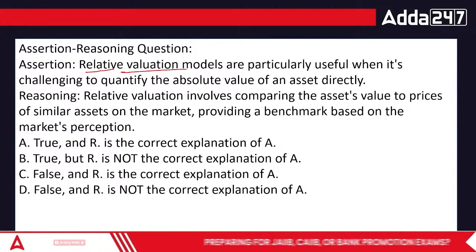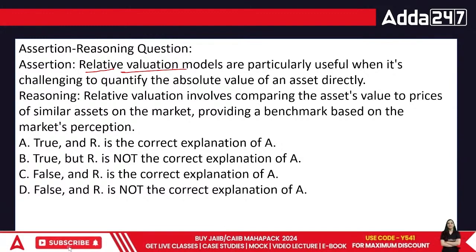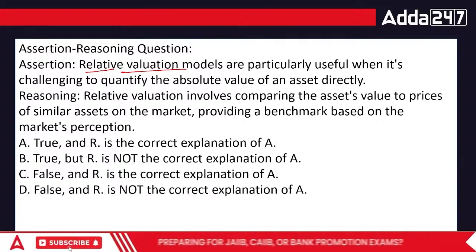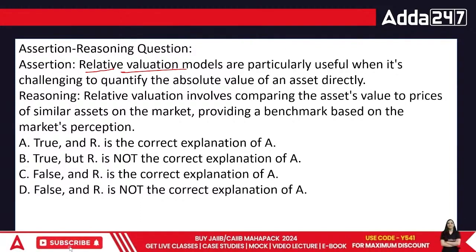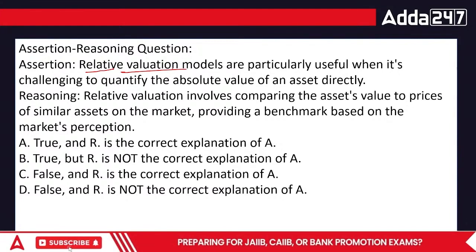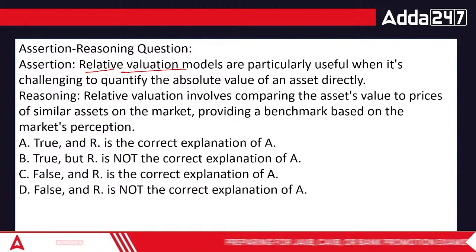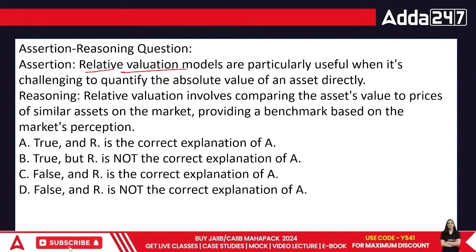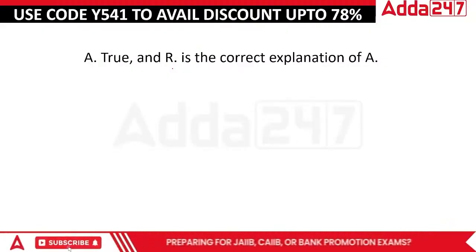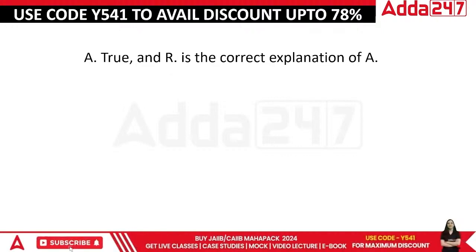So the options are: A and R are both correct, or A is true but R is not correct, A is false but R is correct, or A is false and R is not correct at all. We talk about relative. Relative is based upon comparability. Everyone, the word itself says it is based upon comparability. So in this case, what's going to be the answer? The answer is going to be A only. A is true, and R is the correct explanation of A as well. Done?